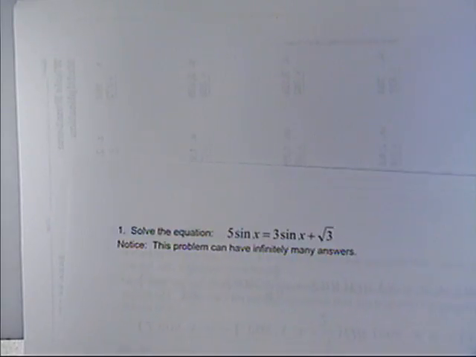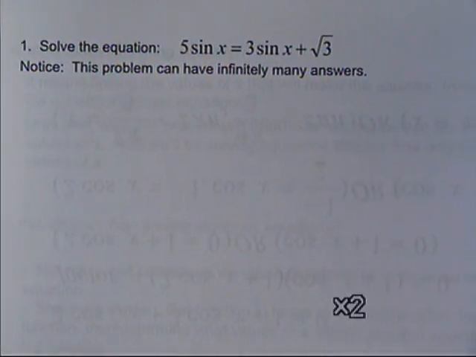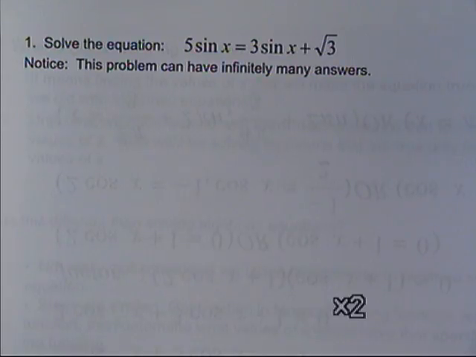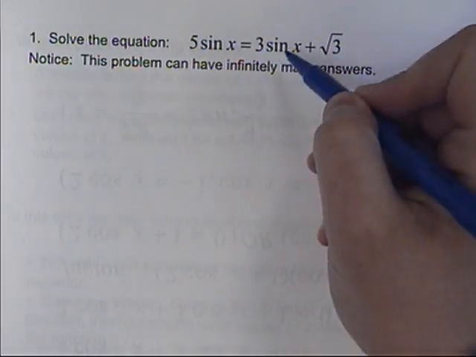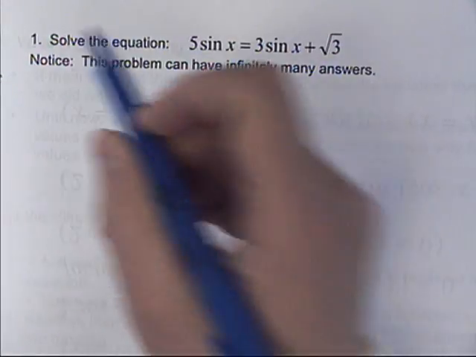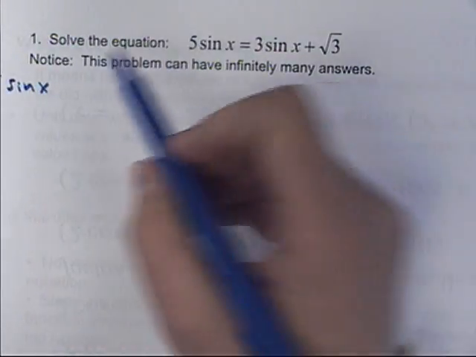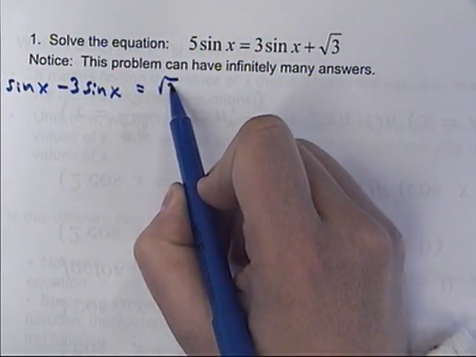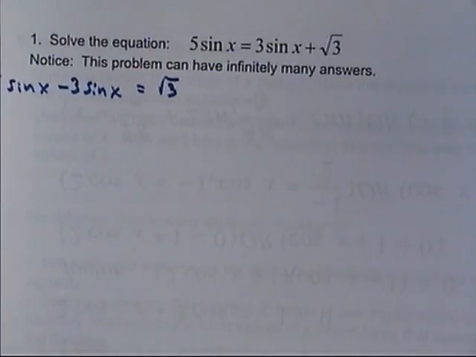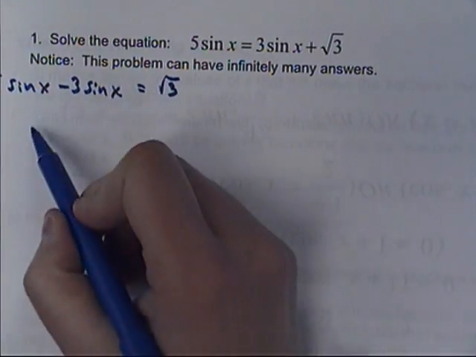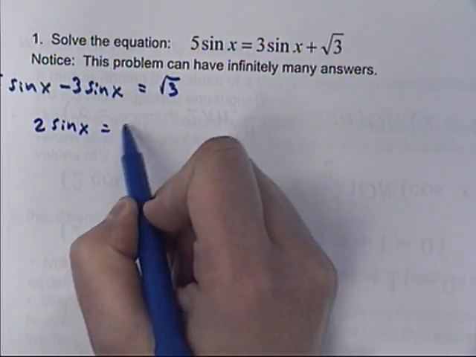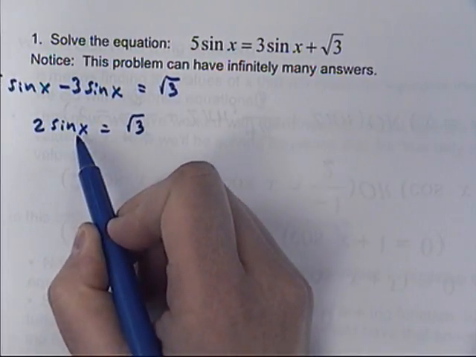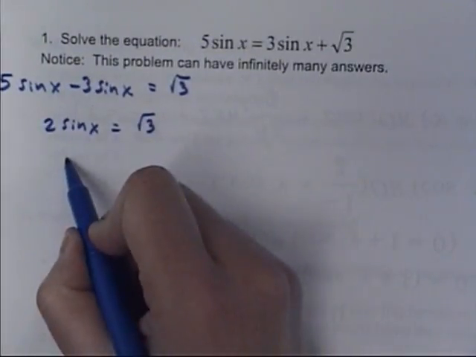The first example is this one here. The first thing you want to do is get all the terms that aren't just a number value on the left-hand side of the equation. So we want to move this one over by subtracting it on both sides. So we get 5 sine of x minus 3 sine of x equals the square root of 3. Now, if you take 5 sine x minus 3 sine x, you get 2 sine x. And then we're going to isolate the sine of x term by dividing both sides by 2.